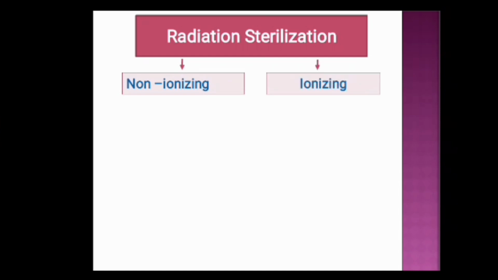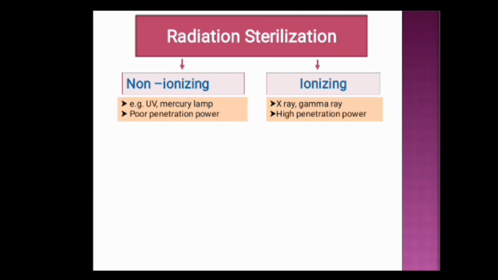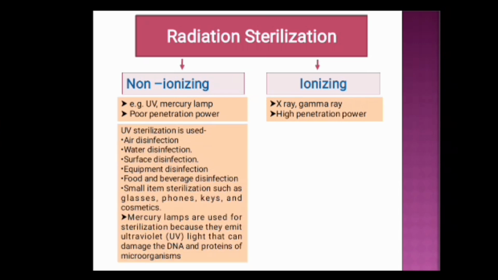Next is radiation sterilization. We have already discussed that radiation is of two types. One is ionizing radiation, another is non-ionizing radiation. Non-ionizing radiation includes the UV mercury lamp, and it has poor penetration power. Whereas ionizing radiation includes X-ray, gamma ray, and this ionizing radiation has a high penetration power.